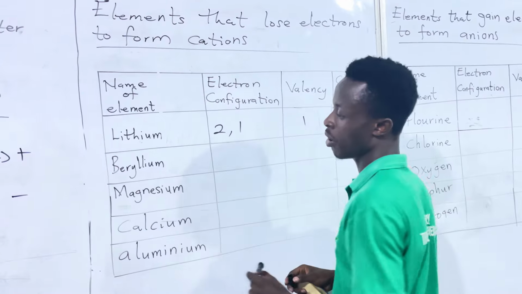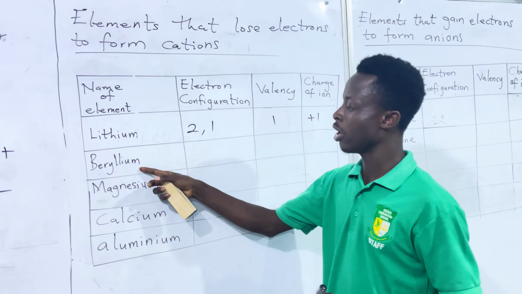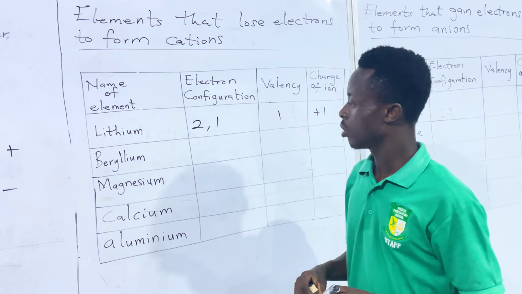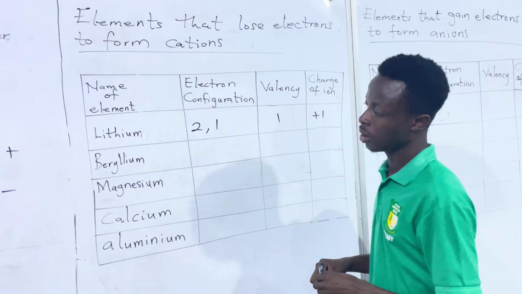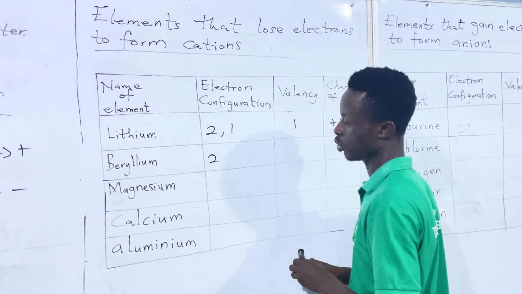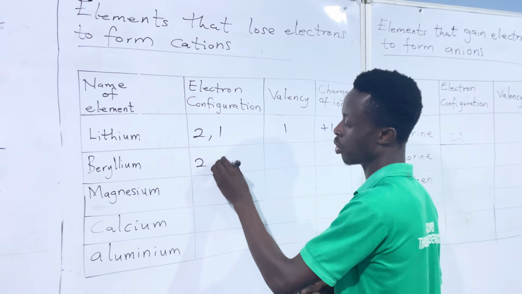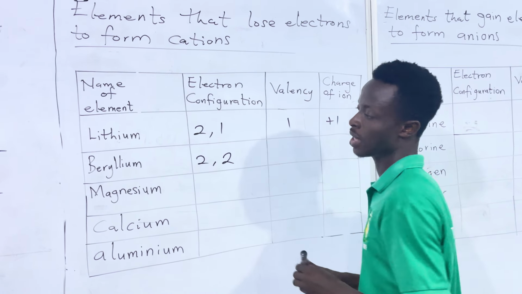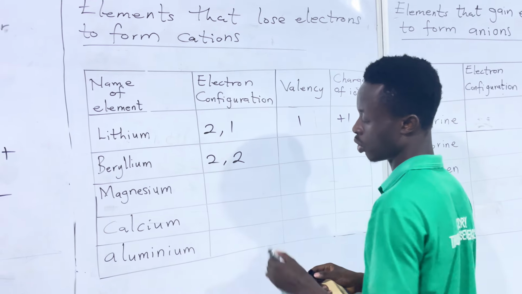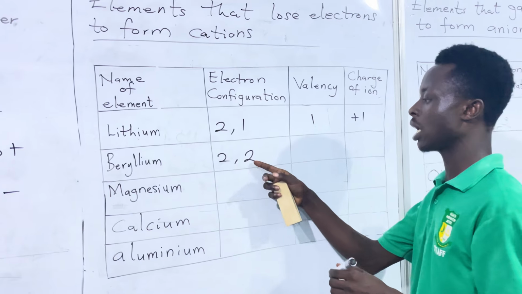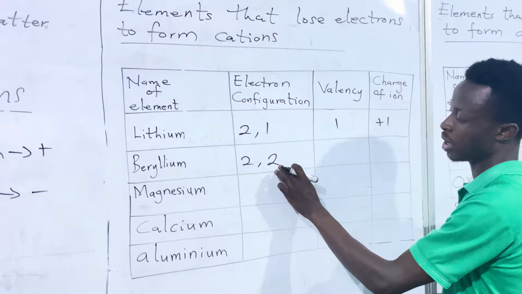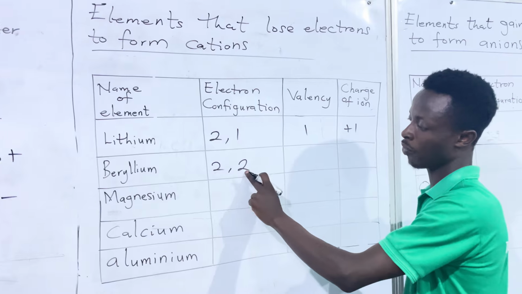Alright, let's go to beryllium. Beryllium is atomic number 4, so it has 4 protons, which means the electrons will be 4. The first shell will take 2 electrons, and the second shell will also take 2 electrons. But from the rule, we know that the first shell takes 2 electrons, and then the second shell is supposed to take 8 electrons for it to be stable.